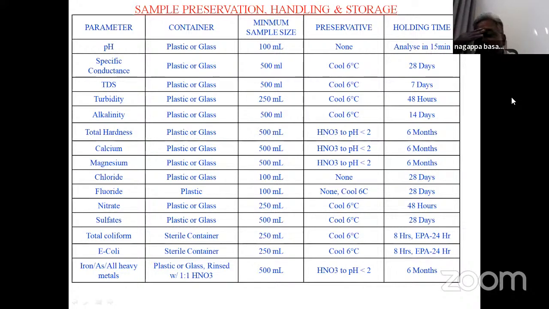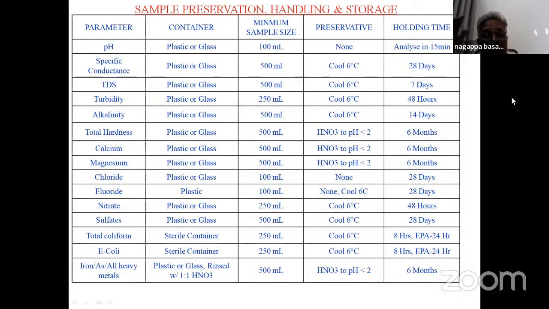Sulfate, 28 days. Some people collect the sample, keep it for 1 or 2 weeks, and afterwards take it for analysis. Definitely that type of report is not at all good, because of this condition. Some of the parameters we have to analyze within the stipulated holding time. We have to analyze all the parameters within their stipulated time.